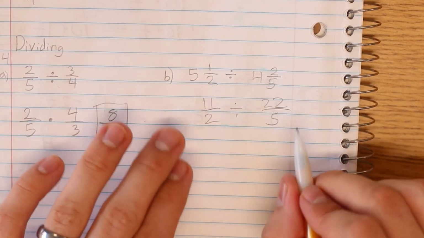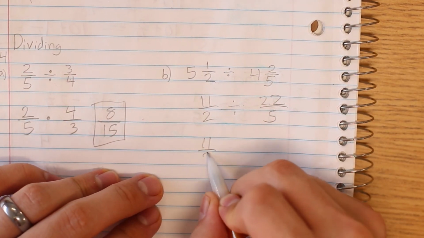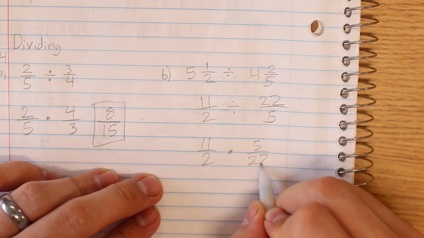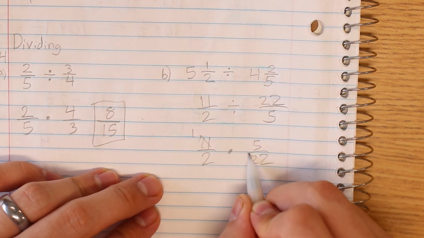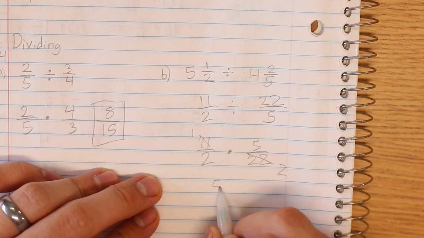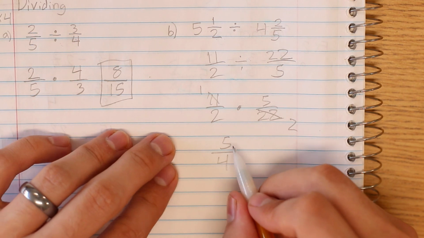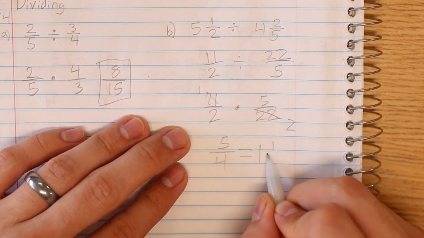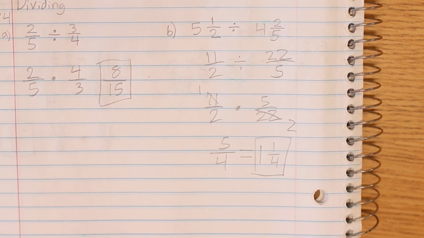Now after you've turned them to improper, now we will convert them. So the first one stays the same. Change it to times. This becomes 5 over 22. Can we cross reduce? Well, yes, we can. 11 goes into this one time. That 11 goes into that 2 times. So you end up with 5 over 4. Okay? So 5 over 4. This converts to the mixed number 1 and 1/4. There you go. And we are done.